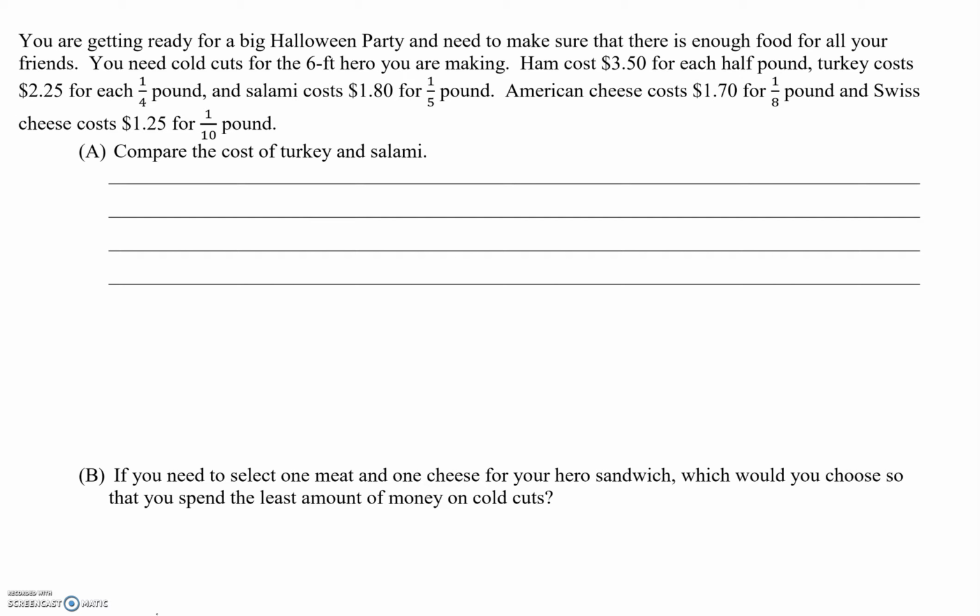Question or part A: compare the cost of turkey and salami. Well, let's label turkey and salami. We have turkey costs $2.25 for each 1/4 pound. And salami costs $1.80 for 1/5 of a pound.